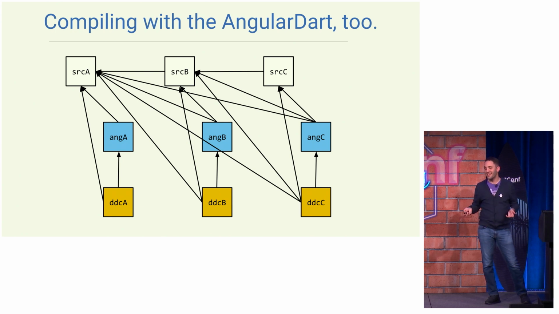OK, it gets more complicated. We also wrote a compiler for AngularDart. So not only do you have to depend on the Dart files, you have to depend on the Angular outputs of those Dart files. And again, now you see even more and more arrows.